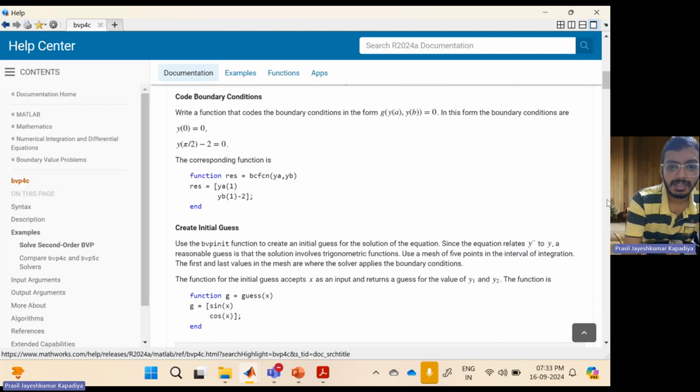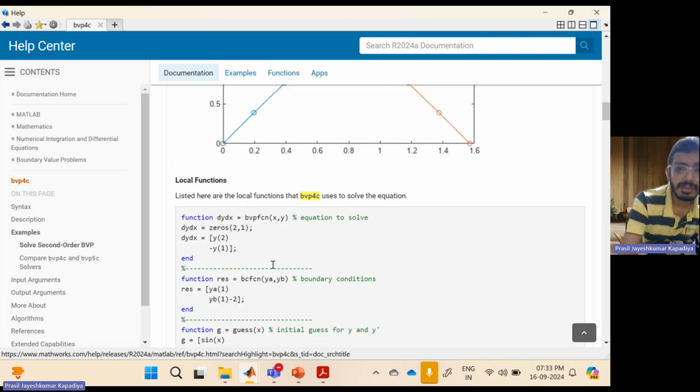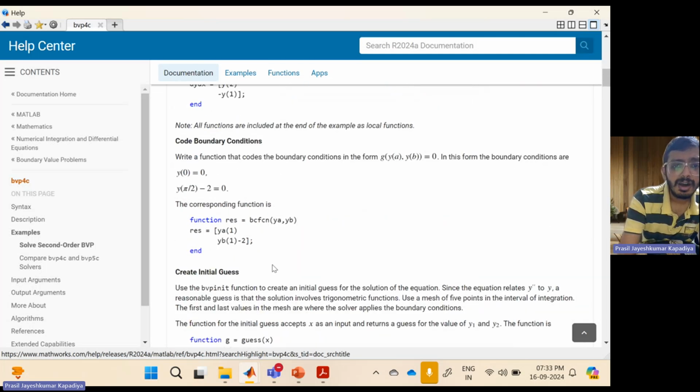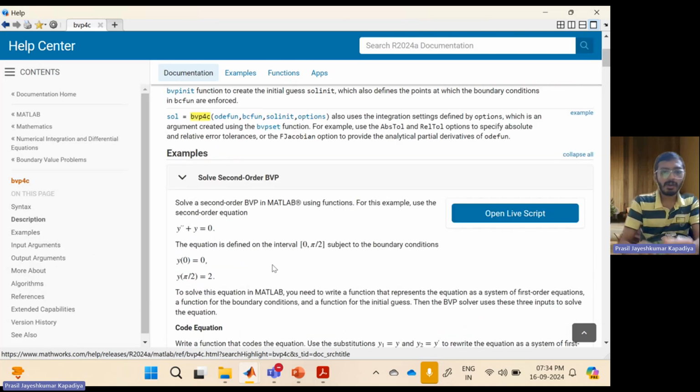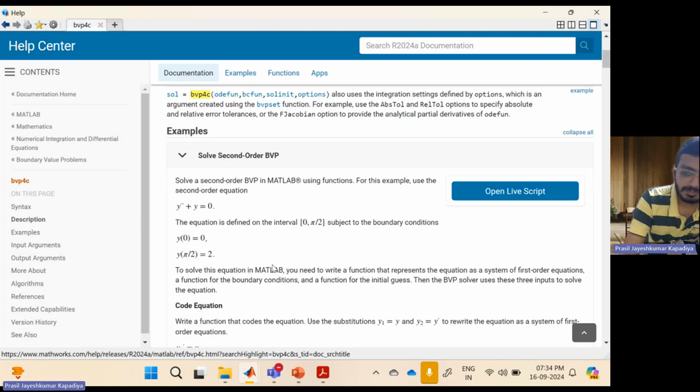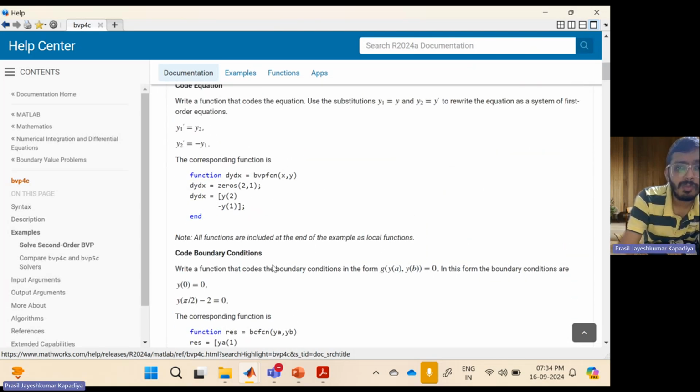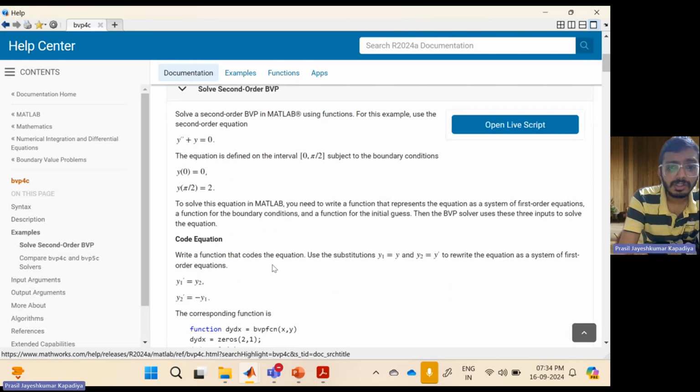Let's say they have solved this particular differential equation. See here, it is a boundary value problem. The problem statement says d square y by dx square plus y is equal to 0. We are given that at x equal to 0, y is also equal to 0, and at x equal to pi by 2, y is equal to 2. So this is a Dirichlet boundary condition, correct? Let's read what they have written.